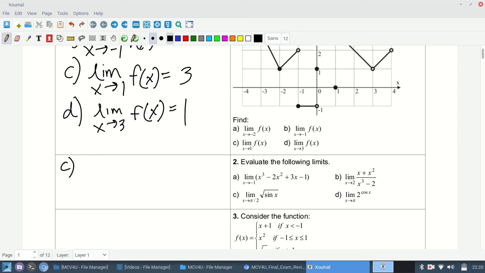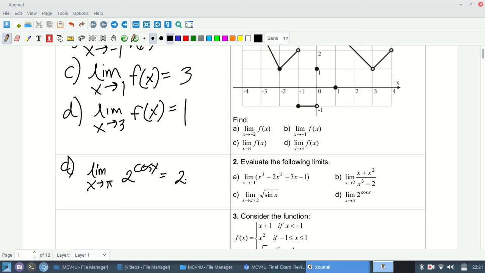Part D is the limit as x approaches pi of 2 to the cos x. If I plug in pi for x, I end up getting 2 to the cosine of pi. Cosine of pi is -1.